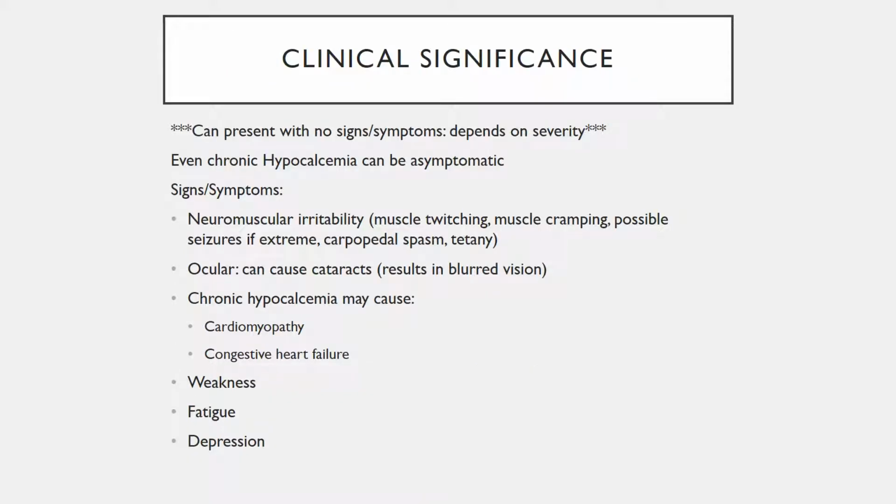It is important to first note, depending on the severity, hypocalcemia can present with no signs or symptoms. Even chronic hypocalcemia can be asymptomatic. But the signs and symptoms that would be present with hypocalcemia are neuromuscular irritability, such as twitching, cramping, carpal tunnel spasms, or tetany. Carpal tunnel spasms is the involuntary contraction of hands and feet, and tetany is very similar, as it is the intermittent muscular spasms or involuntary contractions.